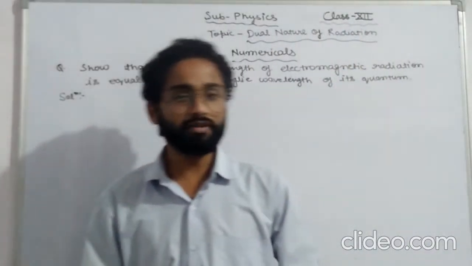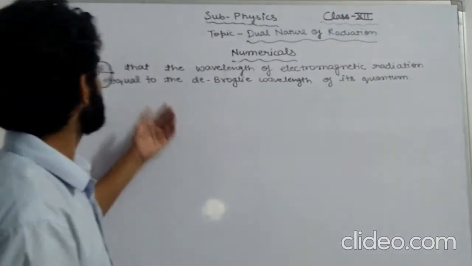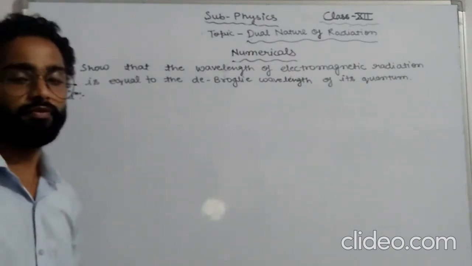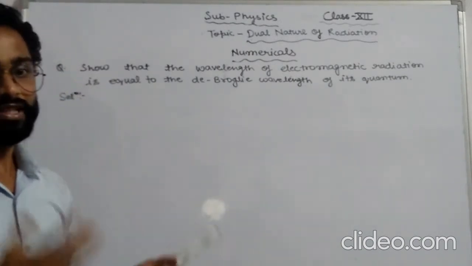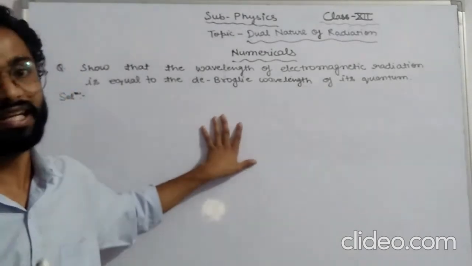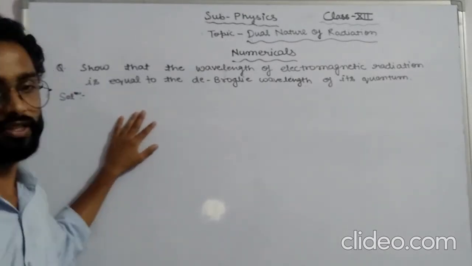Students, now we are ready with our new numerical, and this one is: show that the wavelength of electromagnetic radiation is equal to the de Broglie wavelength of its quantum. So let us solve this. This is a kind of derivation, not a numerical. So we are just going to solve this.